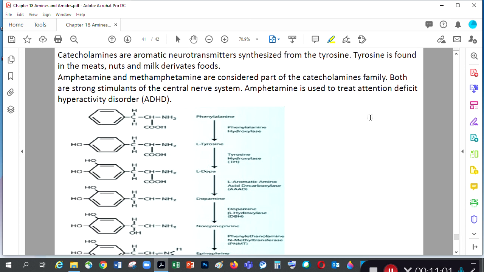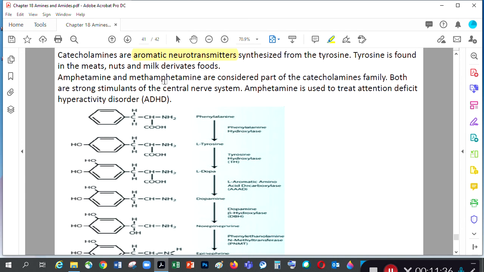And here is just another type of neurotransmitter, which is aromatic this time. The aromatic neurotransmitters are called catecholamines, and they are synthesized from tyrosine. Tyrosine is found in meat, nuts, and milk derivative foods.